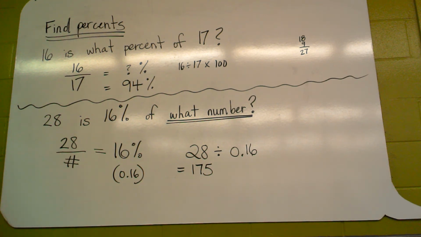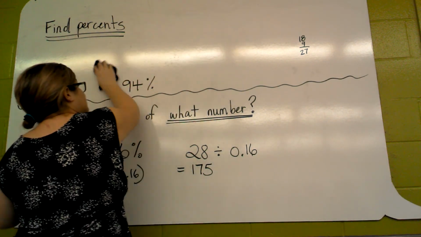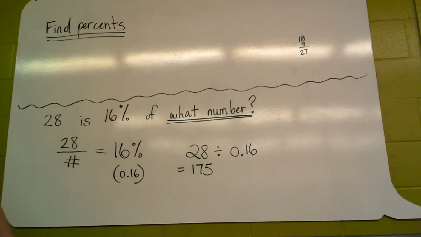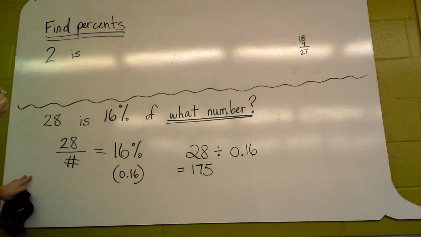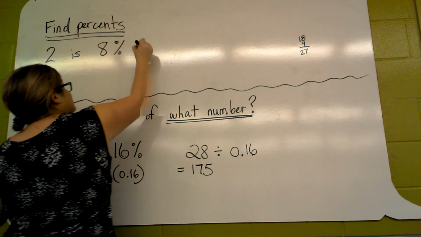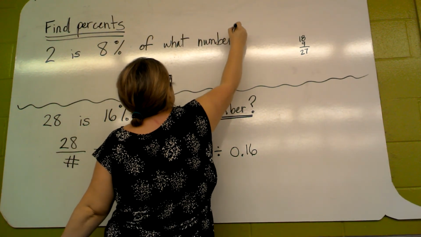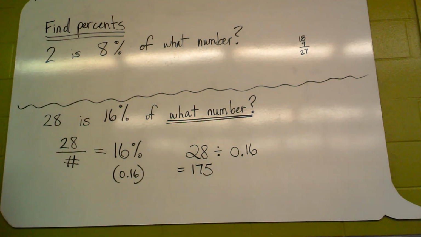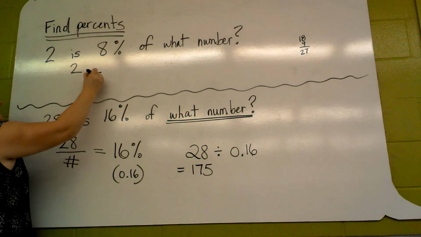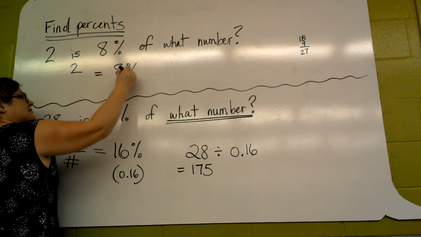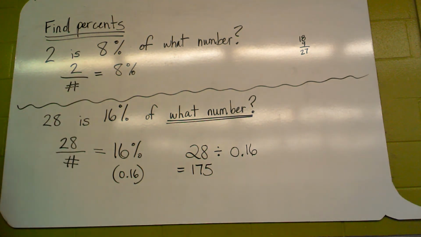Let's do one more. Same kind, you have to figure out which of the three kinds we've done. 2 is 8% of what number? And my brain goes like this. 2 is 8% of, I don't know what the number is.